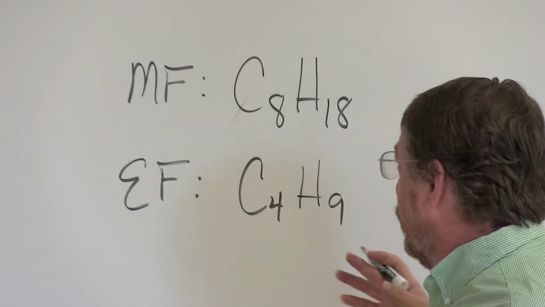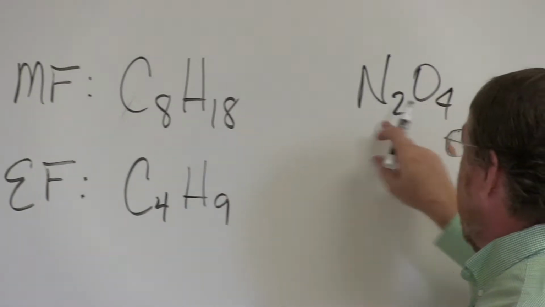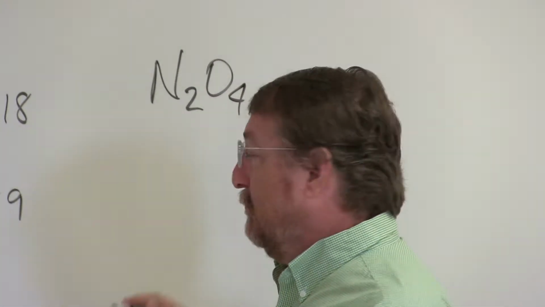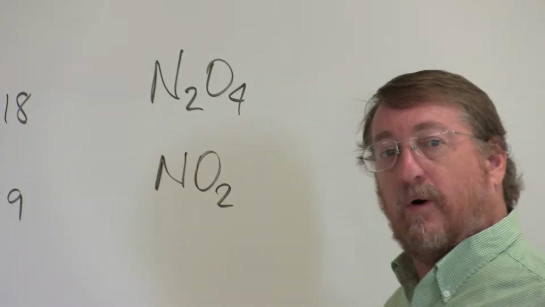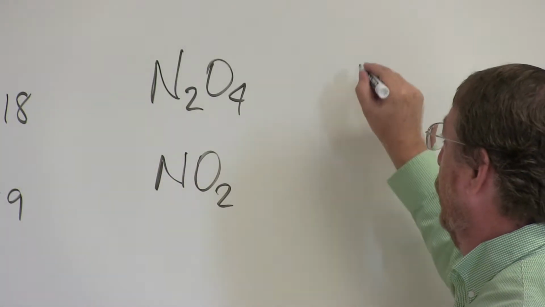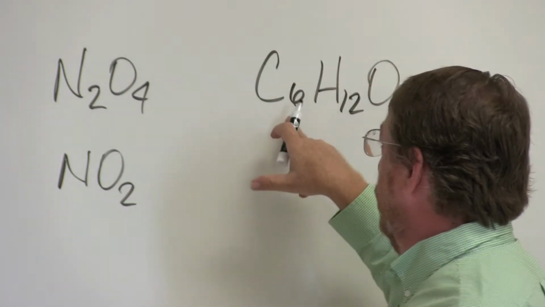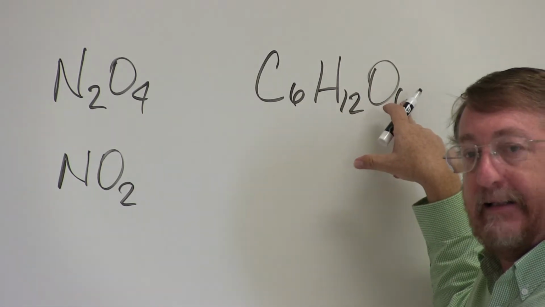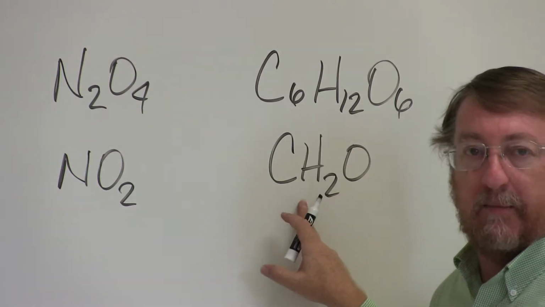Okay? Some other examples, if I had N2O4 dinitrogen tetroxide, then the empirical formula is going to be NO2. Okay, one more, classic compound, glucose, C6H12O6. Greatest common factor here is 6, so we're going to have CH2O. This is a very common biological and empirical formula. So empirical formula is the lowest ratio of atoms in a compound.